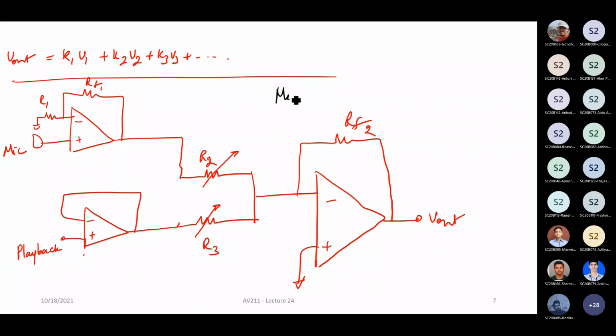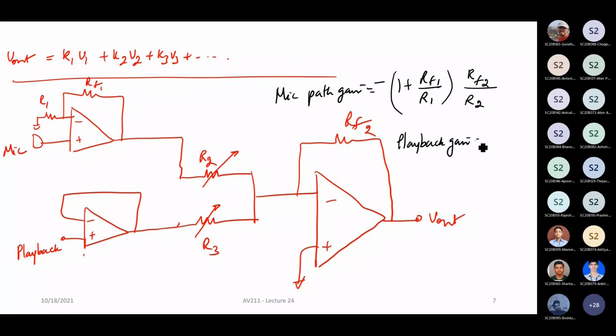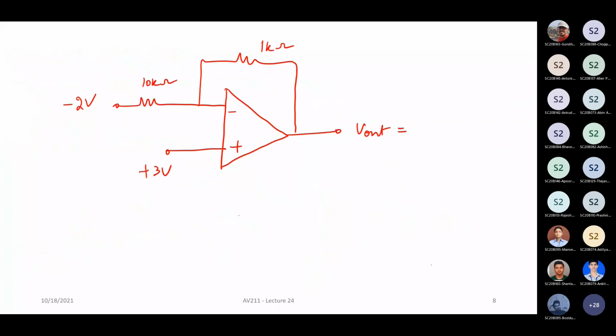So here, what is the mic path gain? Mic path gain can be written as negative of 1 plus RF1 divided by R1 multiplied by RF2 divided by R2, of this whole thing. And the playback gain is nothing but 1 into minus RF2 divided by R3. Okay. Now I want you to solve this particular circuit and tell me what is the output.